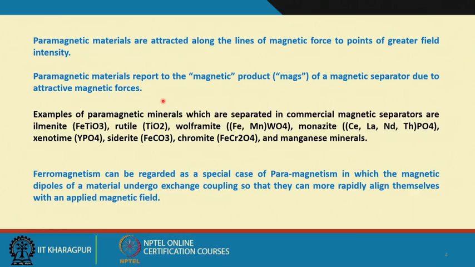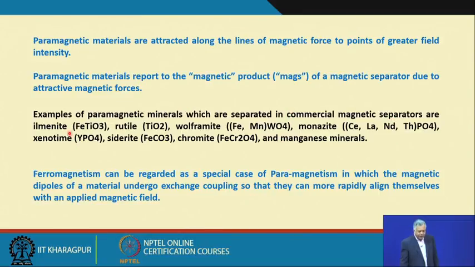Some examples of paramagnetic minerals which are separated in commercial magnetic separators are ilmenite, FeTiO3 or FeO·TiO2, rutile TiO2, wolframite (Fe,Mn)WO4, monazite (Ce,La,Th)PO4, xenotime YPO4, siderite FeCO3, chromite FeCr2O4 and manganese minerals.